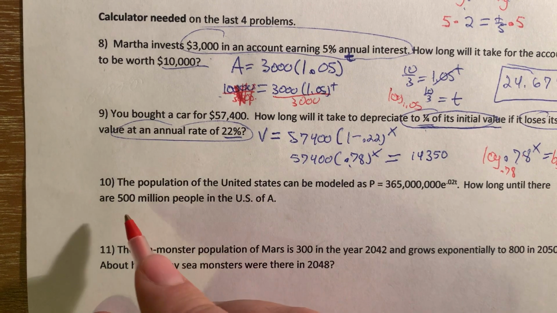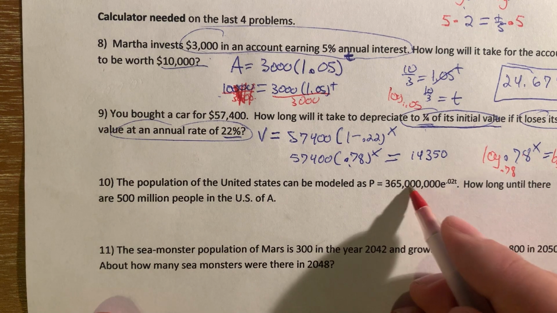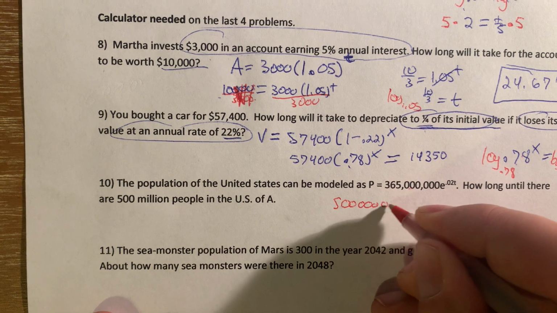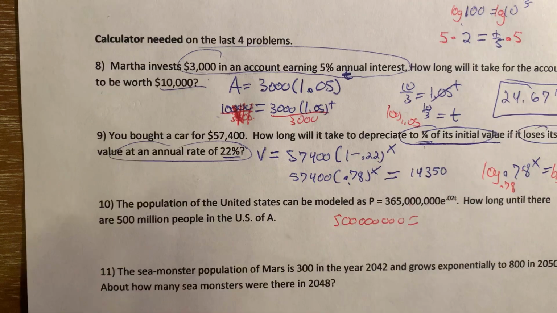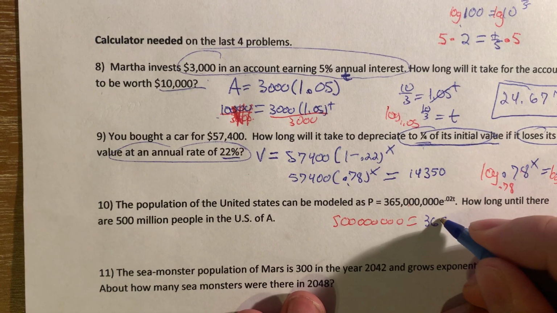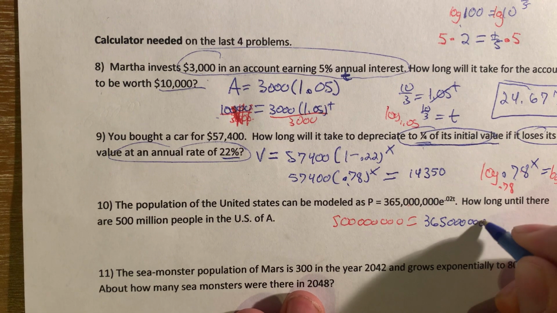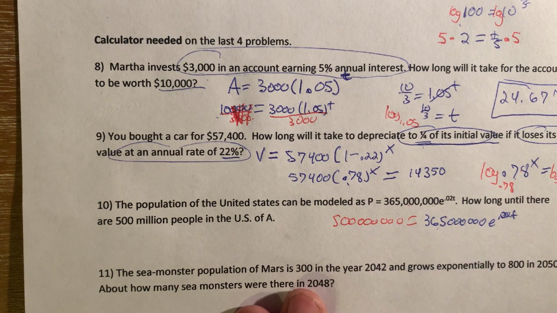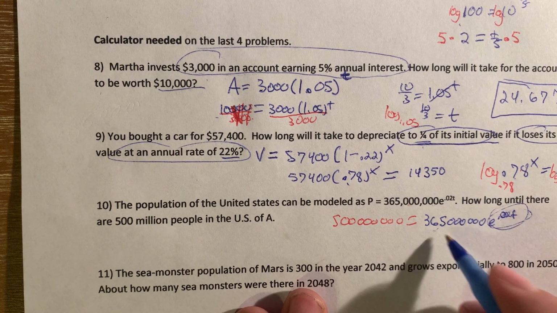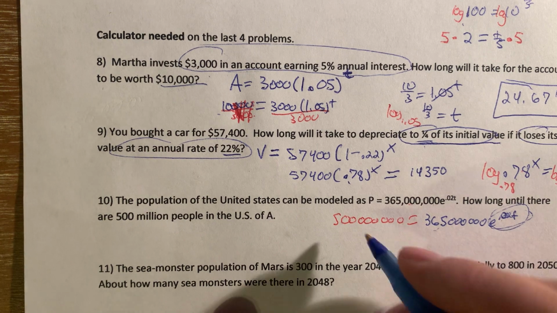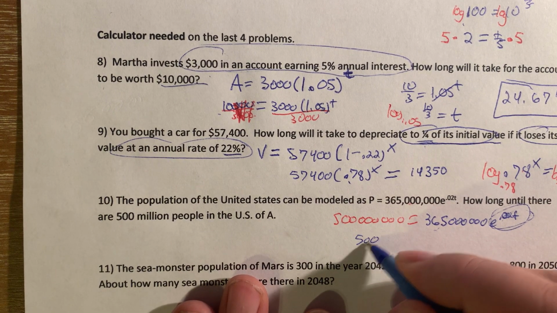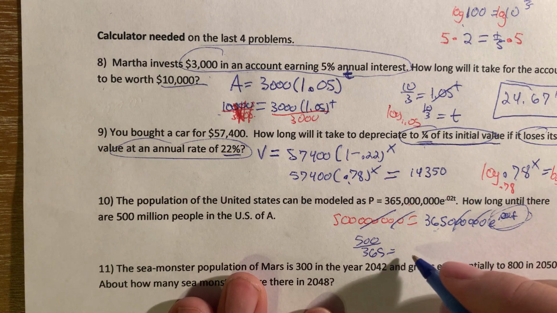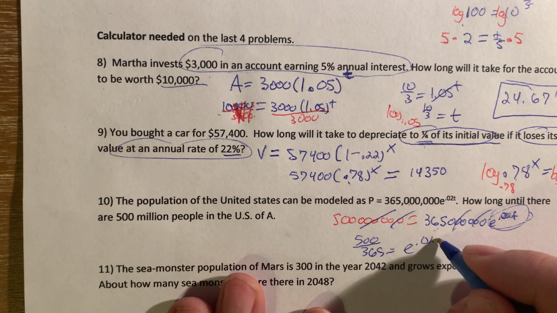Okay. The population of the United States can be modeled by this. How long until there are 500 million people? This is in millions. So 500 million equals 365 million times e to the 0.02t. Hopefully you were able to solve this by dividing, because here's our exponential. We're going to divide by 365 million, and it's going to be 500 over 365, whatever that is. The millions will cancel out. And we get e to the 0.02t.